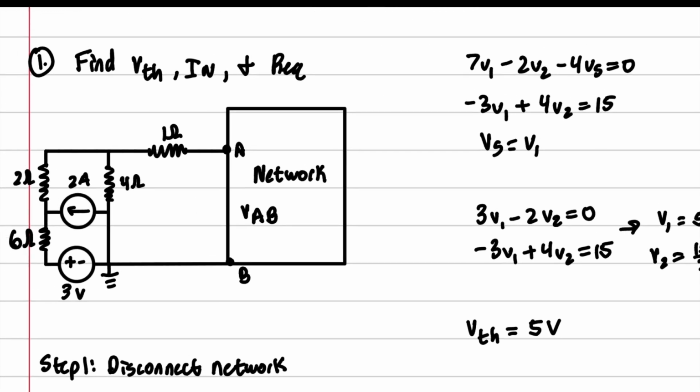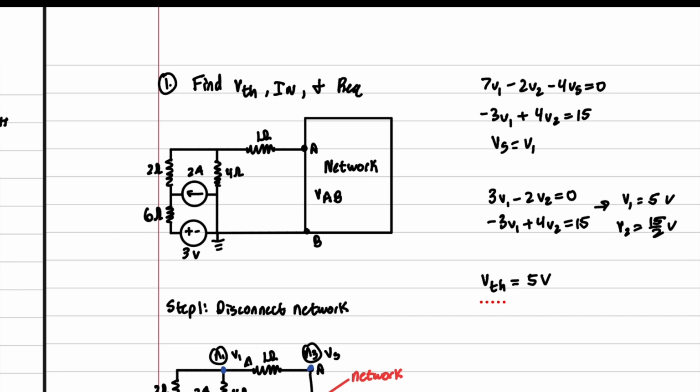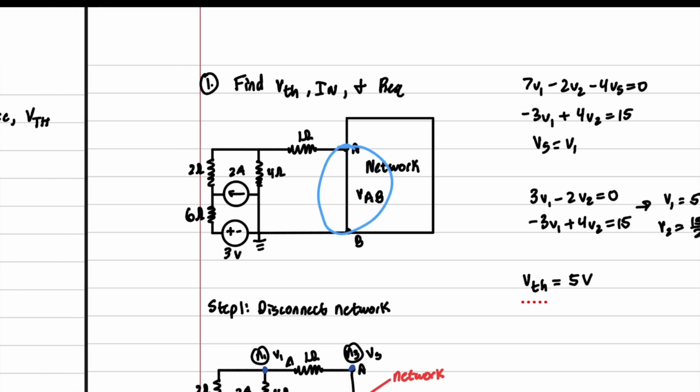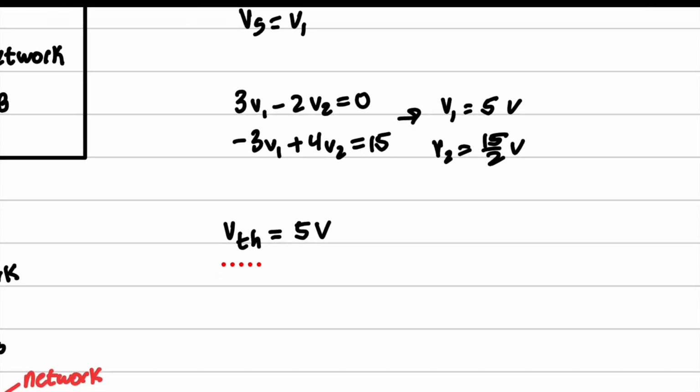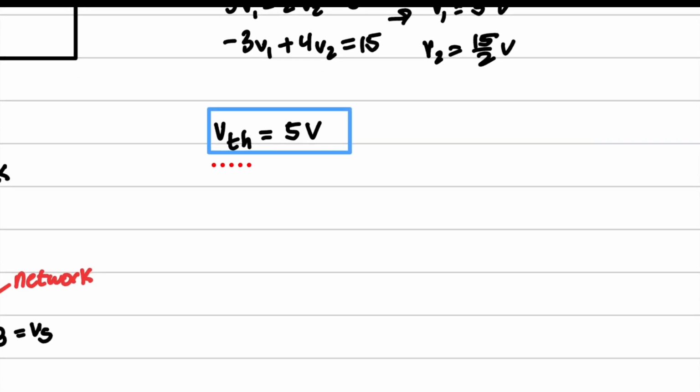So this right here is 5 volts. And so between this network and this network, we have a voltage difference of 5 volts, and that is V Thevenin. Okay? So let's circle that or box it in. And you can go ahead and check it. I've already checked these problems, but I would highly encourage you guys to check it and see if there's any mistakes. It's good practice for you guys.